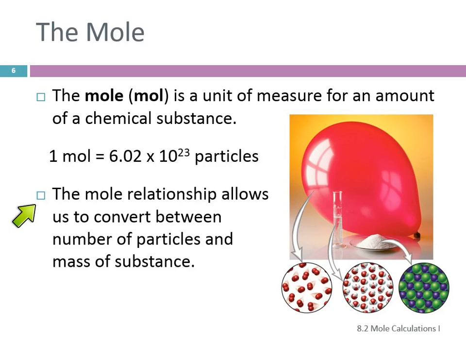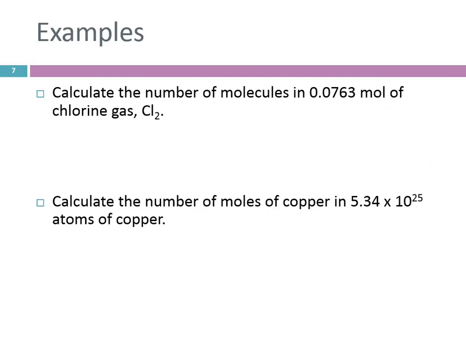So the mole relationship allows us to convert between number of particles and mass of substance. Just like we can convert between dozens of eggs and number of eggs, we can use this to convert between moles of particles and the number of particles, but also between the number of particles and the mass of a substance because of how it's defined. So calculate the number of molecules in 0.0763 moles of chlorine gas.